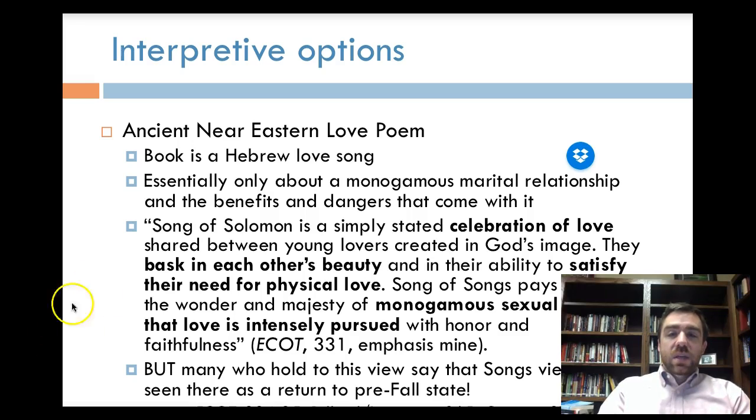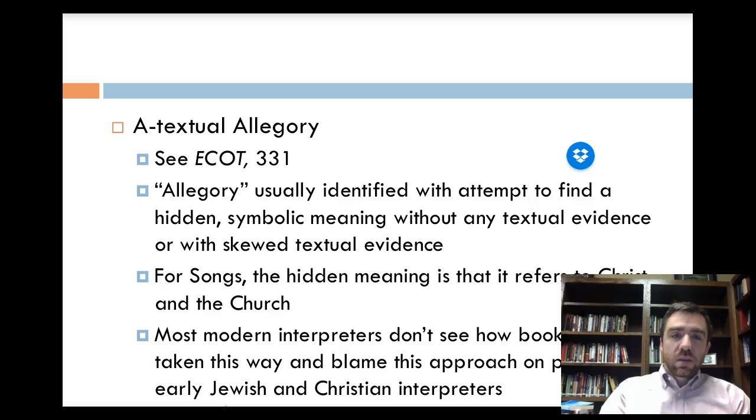Many people say, and this is sort of the quote here that I'm not going to read in full, that it's just a picture of monogamous sexual love. The rather crude way that I like to put this is that people think Song of Solomon is just a Christian Kama Sutra. It's just a sex manual. This is not true.